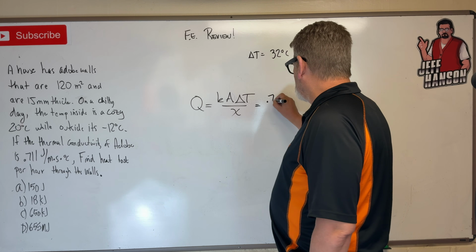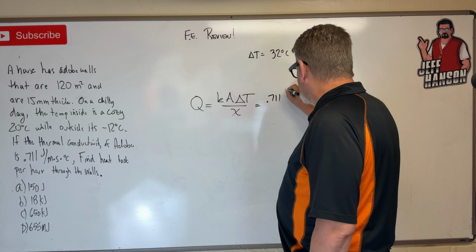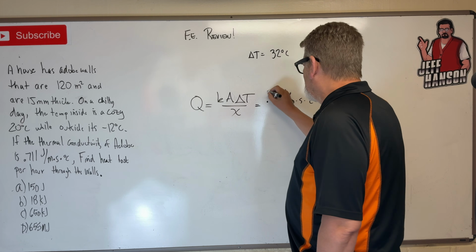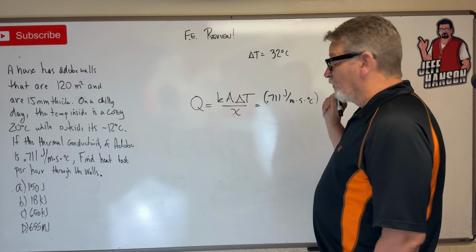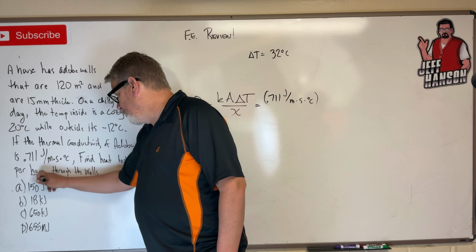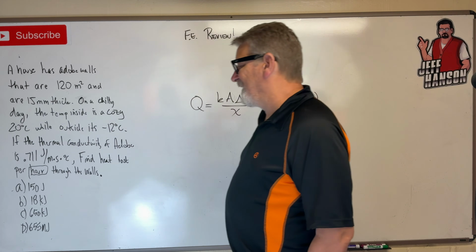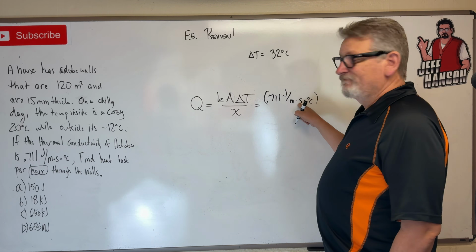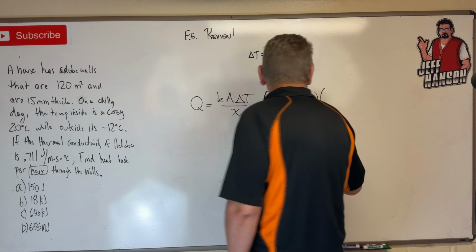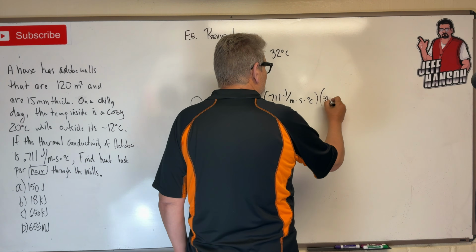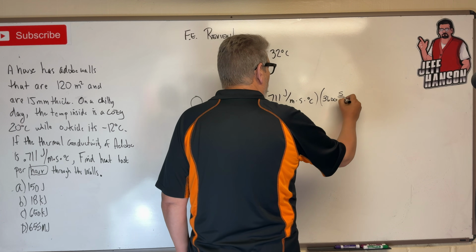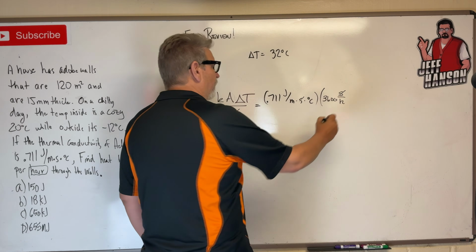So 0.711. Now I'm going to put units in this, joules per meter times second times degree C, okay? Because number one, they asked me, if you look closely, find the heat loss per hour. There it is right there, per hour, okay? That's in seconds. We don't want no seconds in our equation, right? There's 3,600 seconds per hour. Now my seconds cancel away.